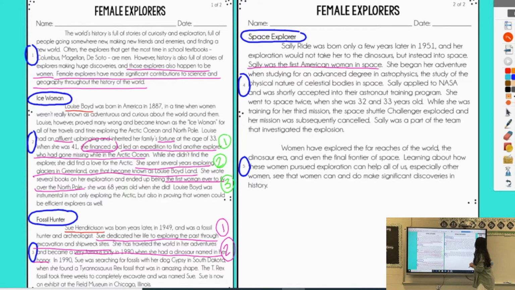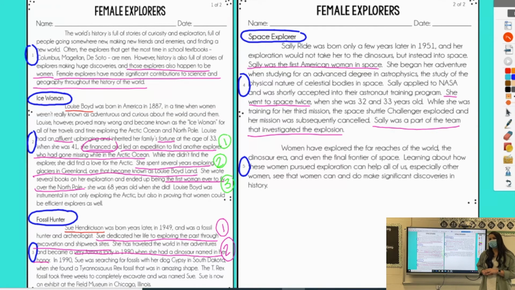She began her adventure when studying for an advanced degree in astrophysics, the study of the physical nature of celestial bodies in space. Sally applied to NASA and was shortly accepted into their astronaut training program. She went to space twice, when she was 32 and 33 years old. While she was training for her third mission, the Space Shuttle Challenger exploded and her mission was subsequently canceled. Sally was a part of the team that investigated the explosion. So these are the important things that she did.